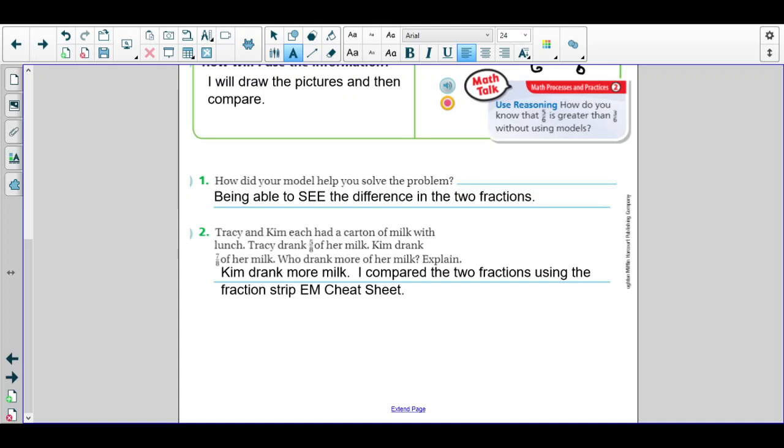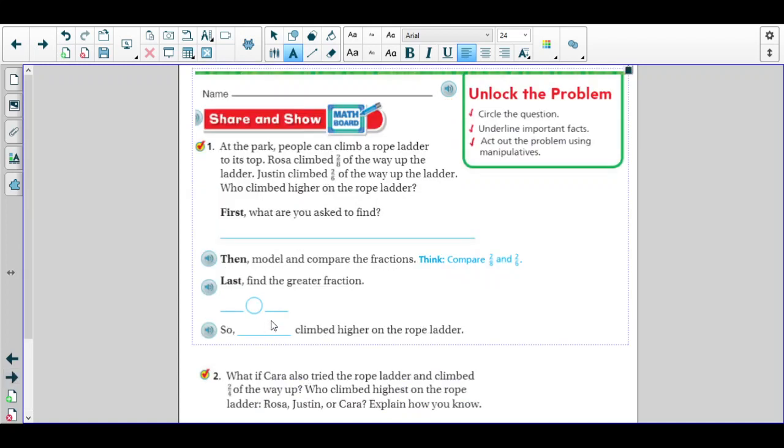So that takes us to the end of that. What I'd like for you to do, please, is to pause the video and get ready to do the show and share portion. And when you get that done, unpause and we'll see how you did. All right, back at it.